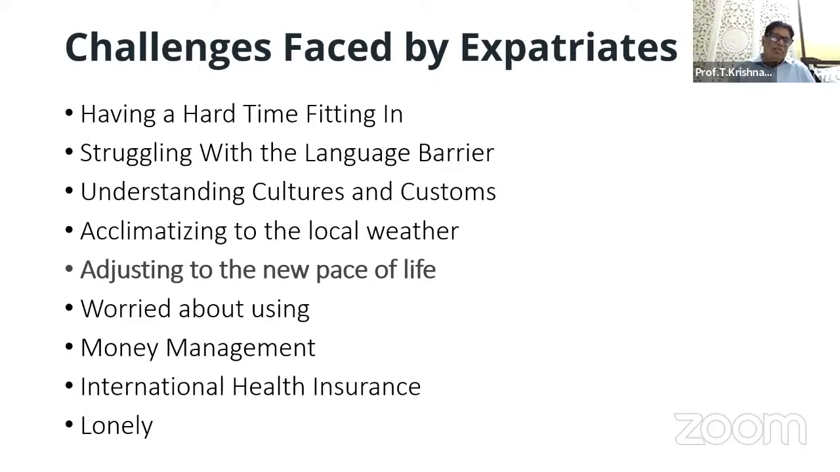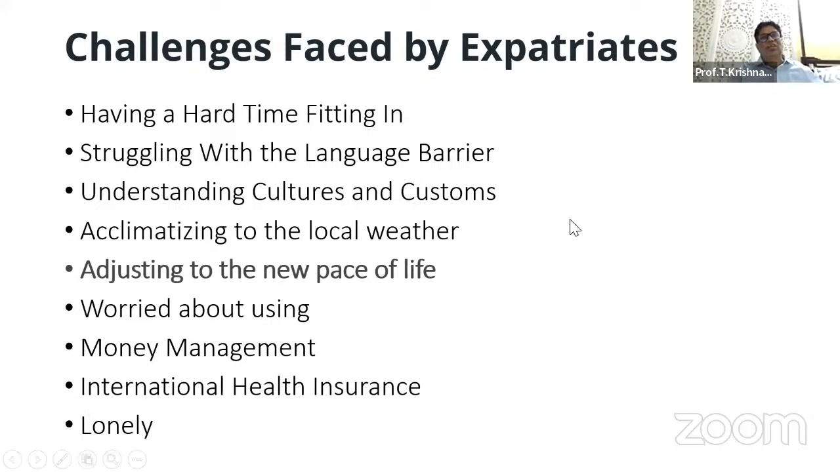Then worried about being used. Sometimes you get a feeling that you have been used in all these things. Then how you manage your money, very important. Sometimes when you go as an expat, you get a good amount of money, but unless you are conversant with how to manage money, I think you find it very difficult. Then international health insurance, and the most important thing, when you are away, you start feeling lonely. Sometimes a big question will come, what have you gone there for? I think these are the challenges that are faced by these expatriates.